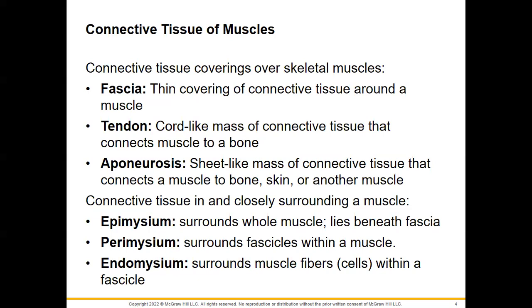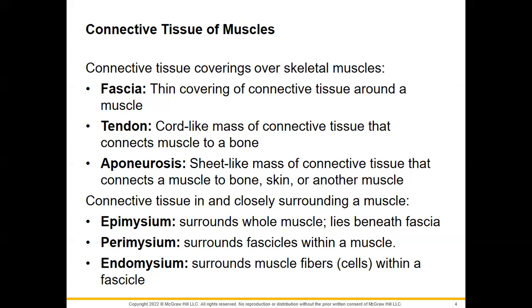So previously we said that connective tissue was associated with your skeletal muscle. Connective tissues cover the skeletal muscles. You have different types of covering made up of connective tissue that cover muscles. You have fascia, tendons, and aponeuroses. So fascia is a thin covering of connective tissue around a muscle. So when you look at a muscle, whether it's the thigh muscle, the arm muscle, the biceps, the triceps, those specific muscles, you have a thin piece of connective tissue that covers that muscle, and that is called fascia.